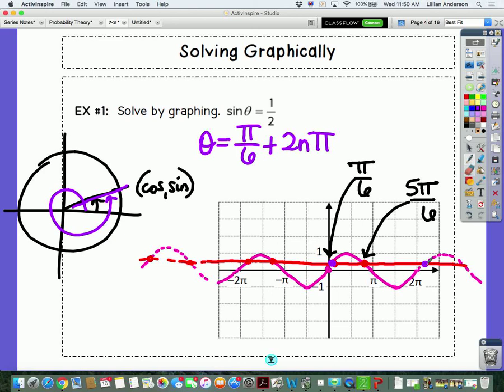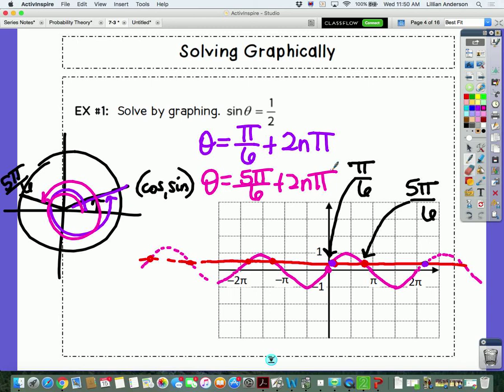The other angle was at 5 pi over 6. And it will always hit there, no matter how many revolutions it is. I can keep going and keep going. How would I represent that solution? Exactly, 5 pi over 6 plus 2n pi. Because that solution happens every 2 pi radians at the same point. Questions?